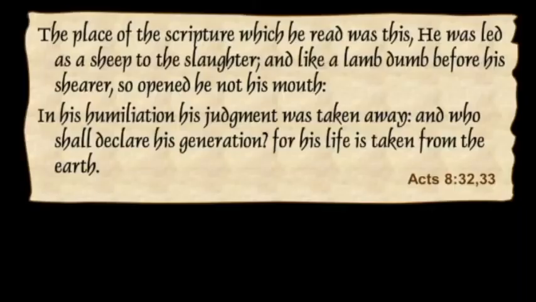And the Ethiopian treasurer is reading. It tells in verse 32, the place of the scripture which he read was this: He was led as a sheep to the slaughter, and like a lamb dumb before a shearer, so he opened not his mouth. In his humiliation, his judgment was taken away. And who shall declare his generation? For his life is taken from the earth. The very passage that confused the Ethiopian treasurer is the passage we're looking at.